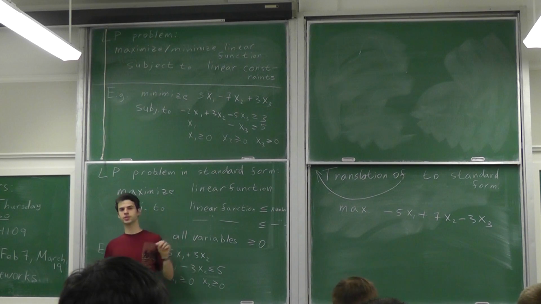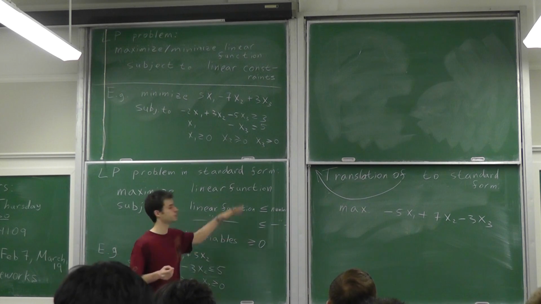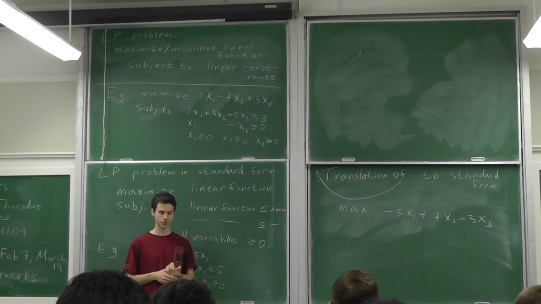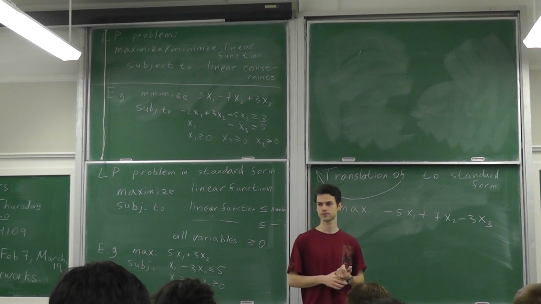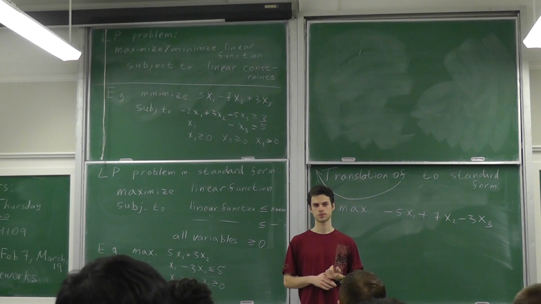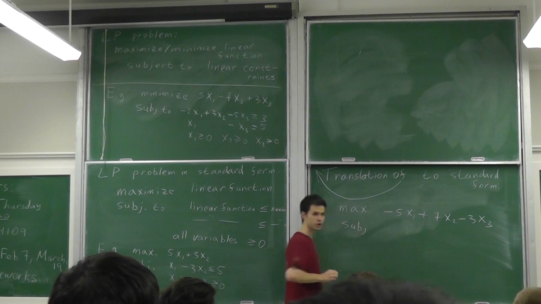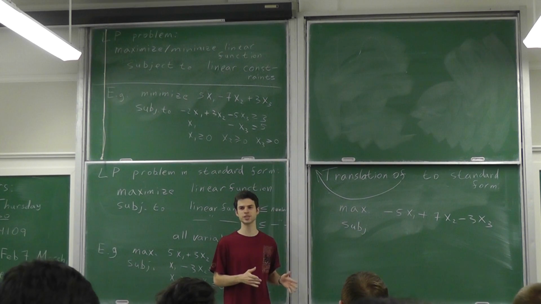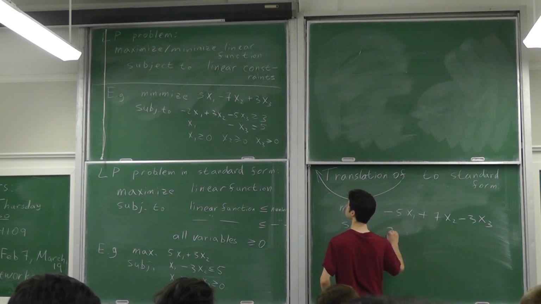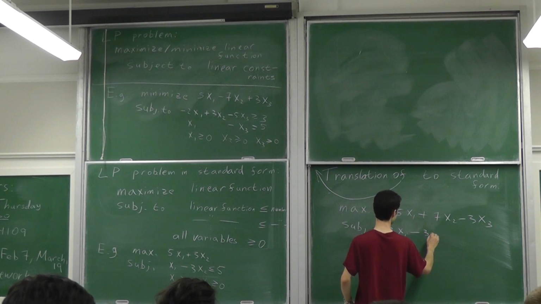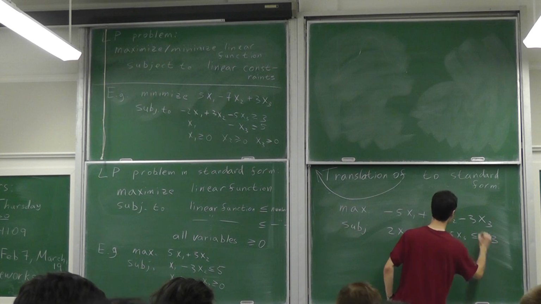Next I have an inequality, but unfortunately it's the wrong way. It's not something smaller than 3, it's something bigger than 3. What to do about this one? Do the same thing, yes. So I know that if something is bigger than 3, it's the same as saying that minus this is smaller than minus 3. So translate this inequality to 2x1 minus 3x2 plus 5x3 smaller or equal to negative 3.